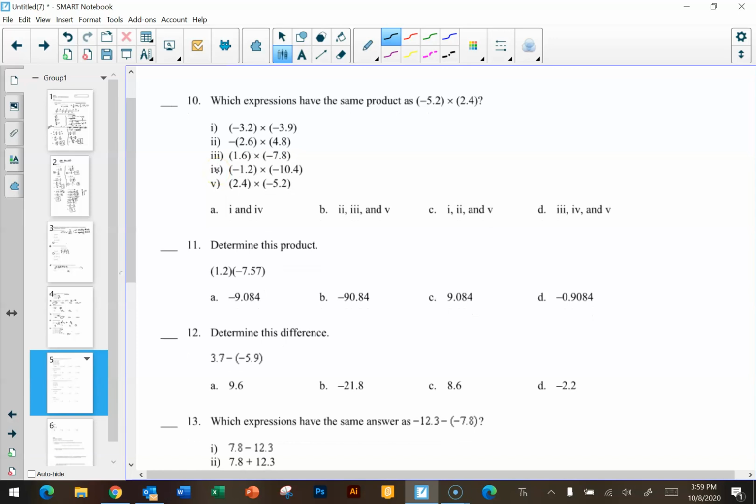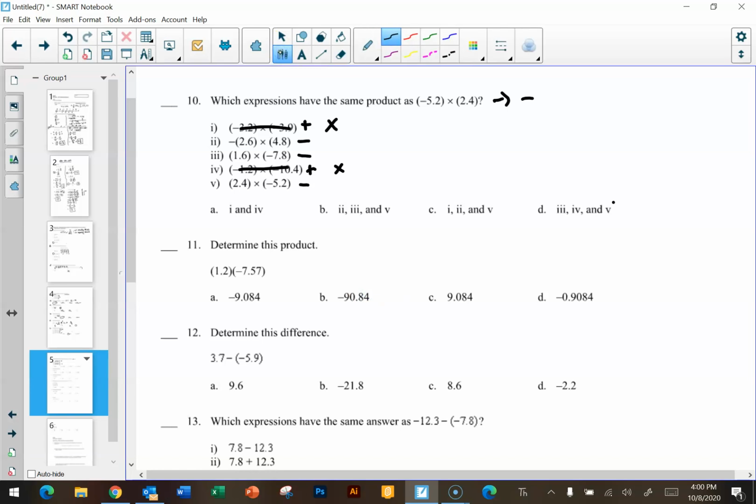Which expression has the same product as negative 5.2 times 2.4? Okay, so this one is going to be a negative times a positive, which is going to be a negative. This is going to be a positive, so that one's out. This one is going to be a negative, so that one's okay so far. This one is going to be a negative, so it's possible. This one's going to be a positive, so it's out. Get rid of that one, get rid of that one. And this one's going to be a negative, so that's possible too, not positive.